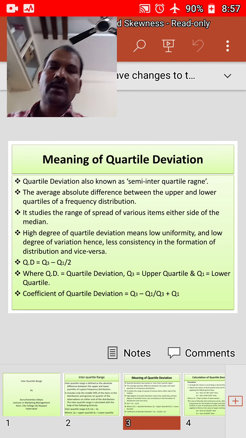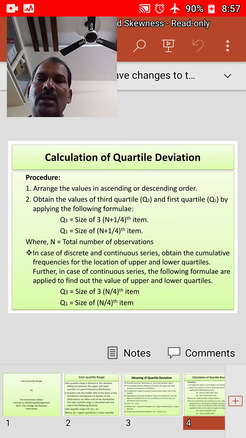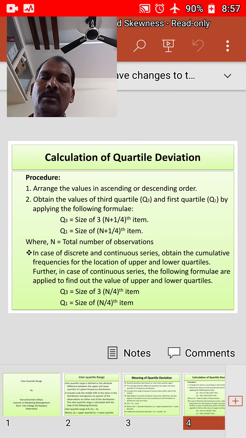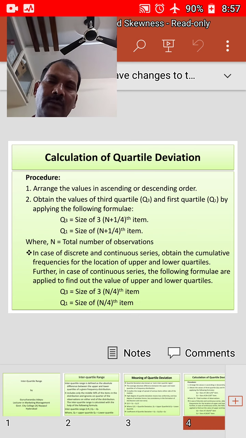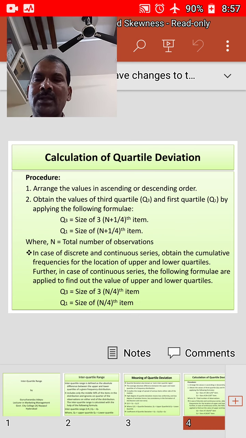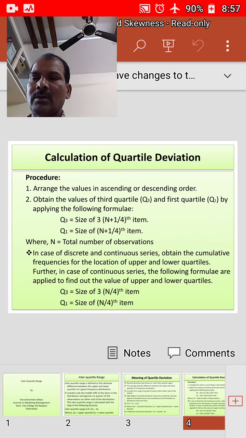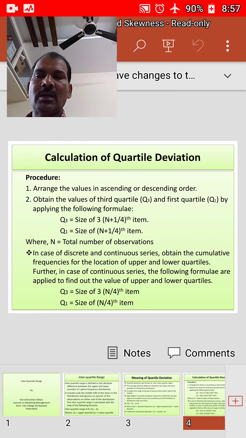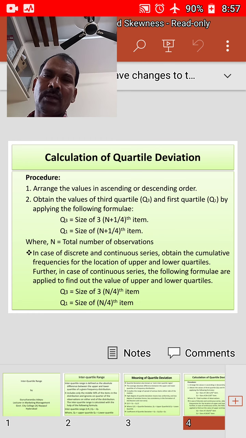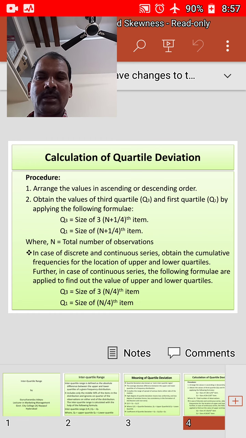We'll consider one example. For the calculation of quartile deviation and the coefficient of quartile deviation, we have a certain procedure. The steps to be followed are: first, arrange the given values in ascending or descending order.